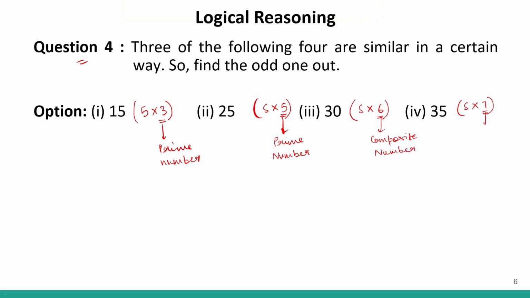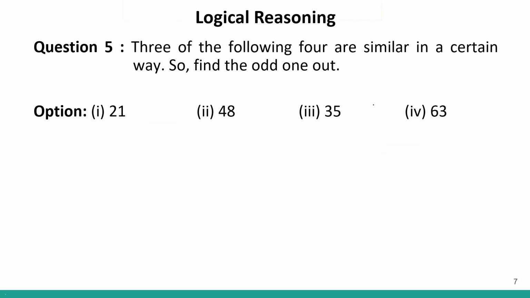And 7 is also a prime number. So if I look over here, I can clearly see that 5 is multiplied by a prime number in option number 1, 2 and 4. So option number 3 is the only one where 5 is multiplied with a composite number. Therefore, this would be the odd one out. Okay? Now, question number 5.